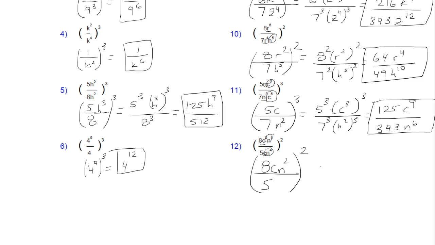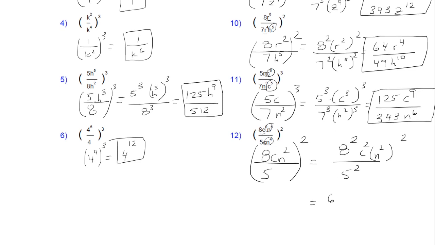Now we're going to square everything. So the square is going to go on the 8, the c, the n squared, and the 5. So 8 squared is 64. C squared, n to the 4th, and 5 squared will be 25. And that's our final answer.